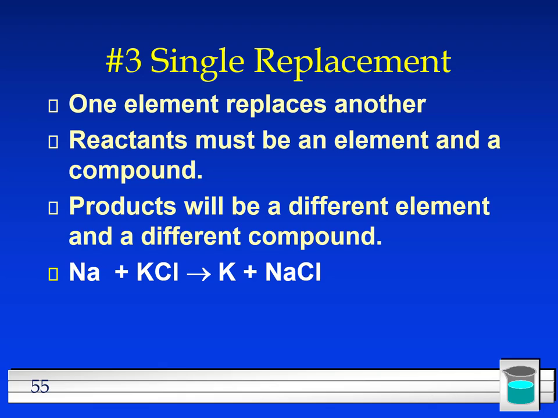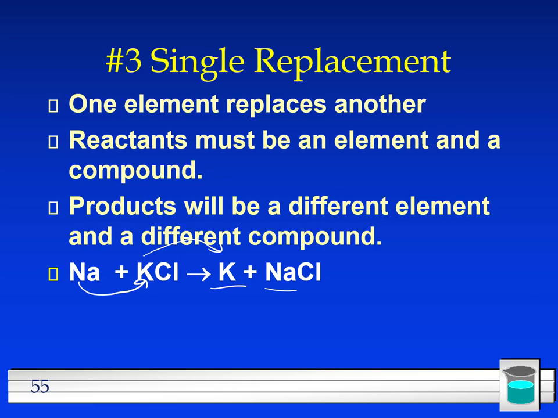Here's an example. Na is an element, plus potassium chloride, a compound. And the fact that it's an element plus a compound tells me it's going to be single replacement. One by themselves, a couple. So the sodium is going to cut in and take the place of potassium, which is going to kick the potassium off. So the potassium's by itself, and the sodium ends up next to chloride. That's a single replacement.